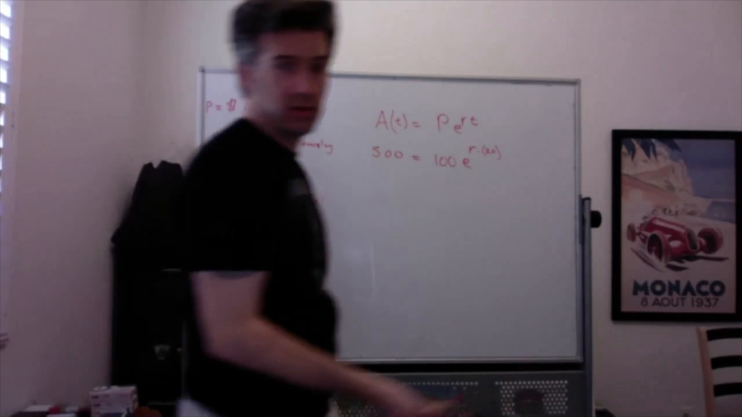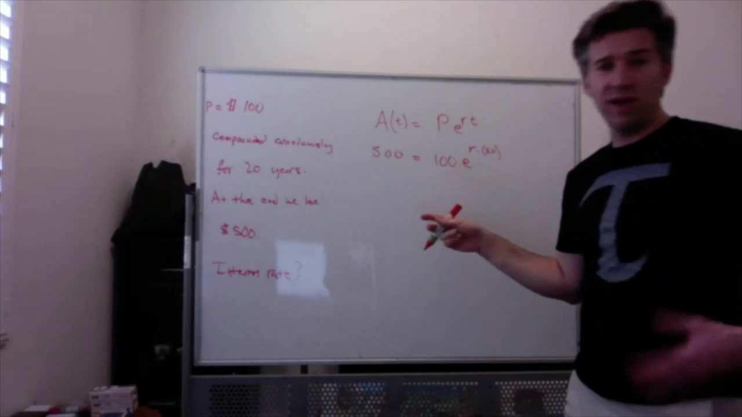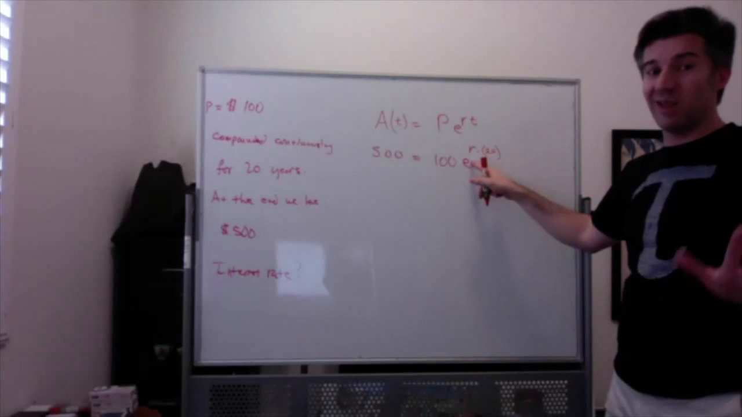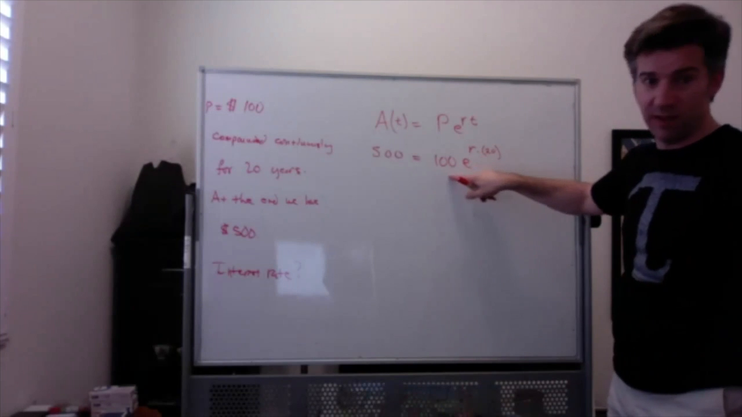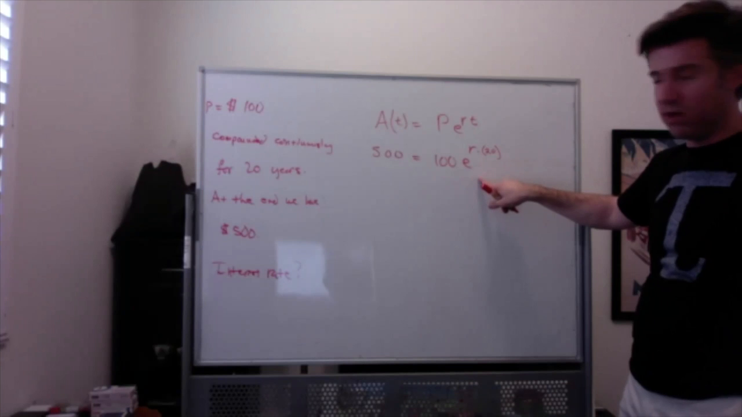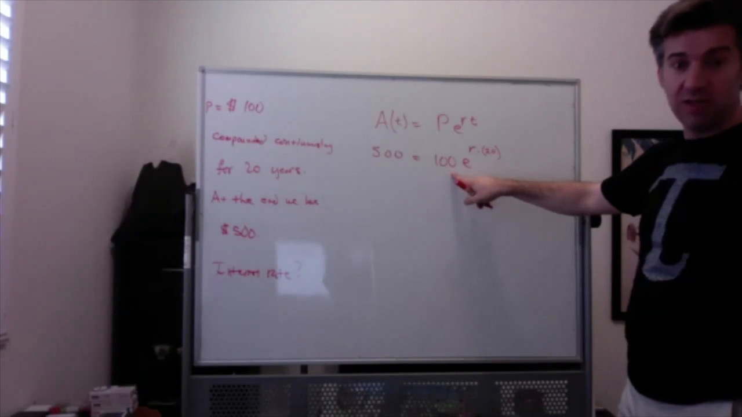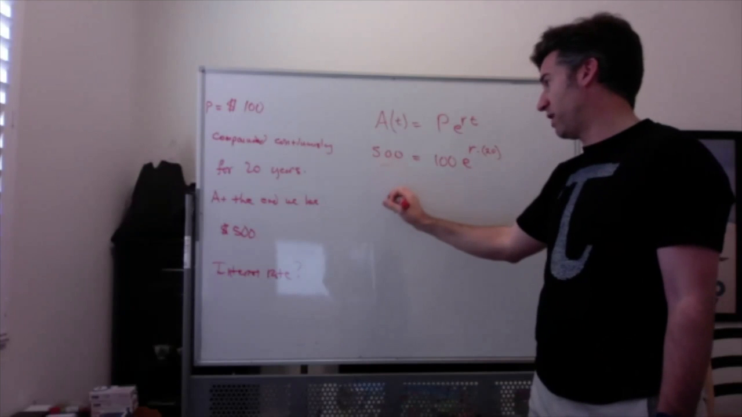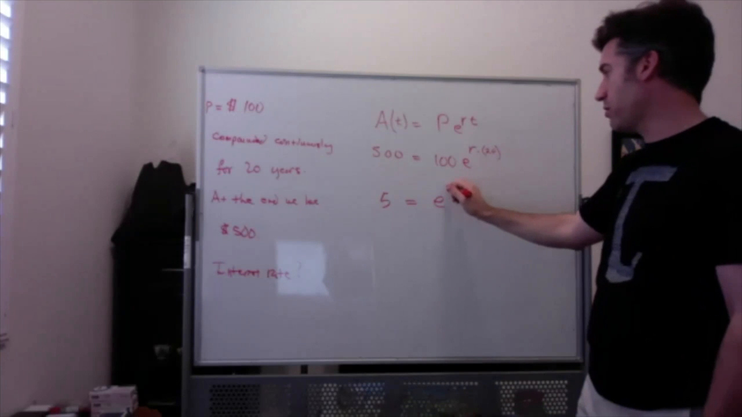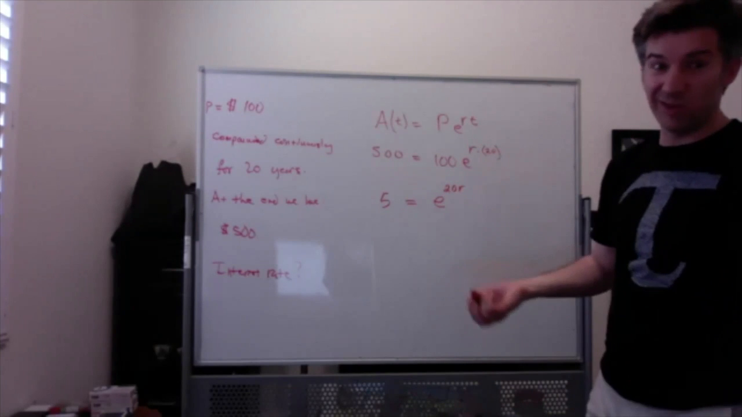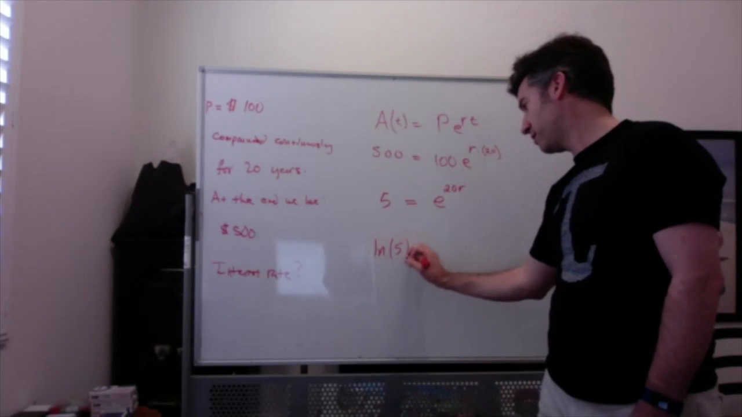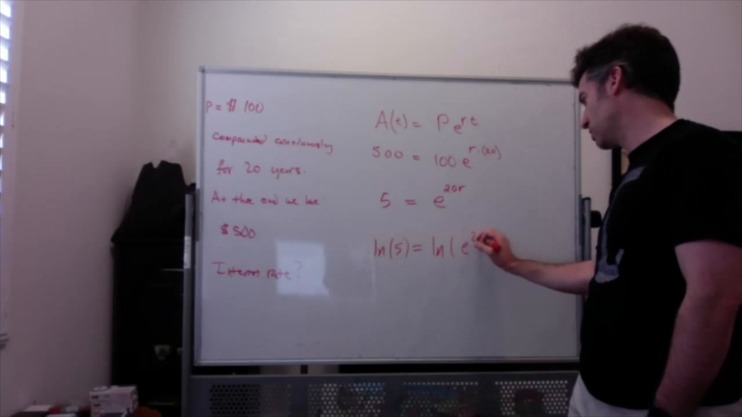And we can solve this. Whenever you're trying to solve something where you've got the variable in the exponent, before you can take a log of both sides, you have to get rid of any coefficient of the thing that's raised to a power, whether it's e or 10 or 2 or whatever. So you have to get rid of that coefficient by division. I'm going to divide both sides by 100. So 500 divided by 100 is 5, equal to e to the 20r. I would probably write it as 20 times r, but r times 20 is also fine. And then I'm going to take the natural log of both sides. The natural log of 5 equals the natural log of e to the 20r.